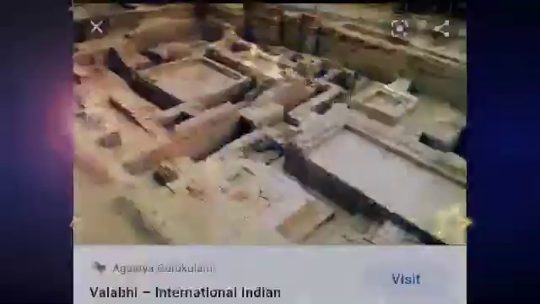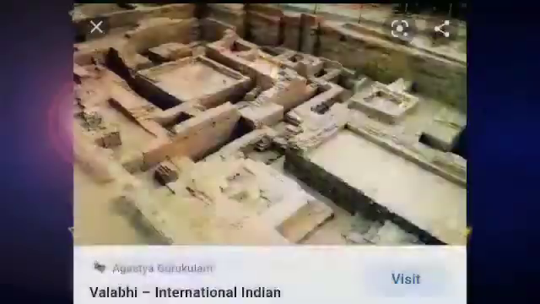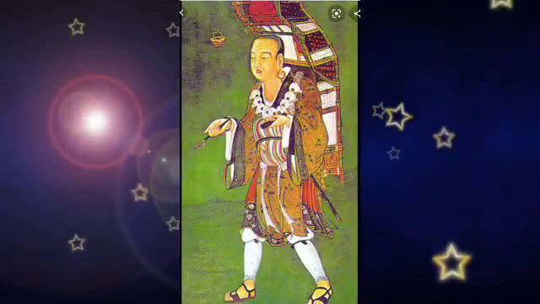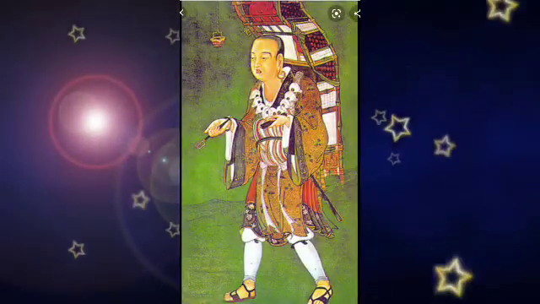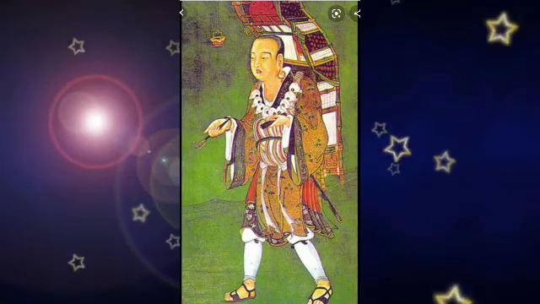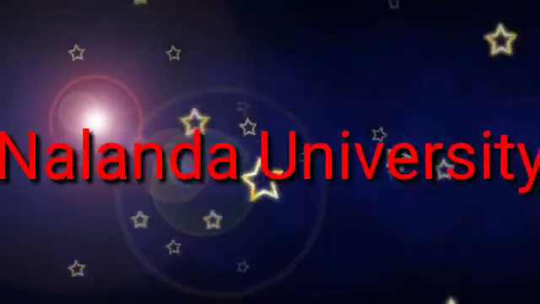Okay. Now, next one, Vallabhi. Vallabhi was an ancient city in Saurashtra, Gujarat, and from the 5th to the 8th century CE, it was an important center of Jain and Buddhist philosophy. Yuan Chwang and Itsing, the Chinese Buddhist bhikkhus, had visited Vallabhi.